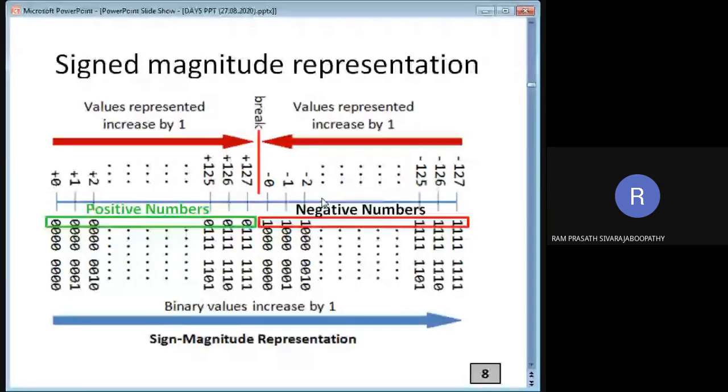Similarly, negative number means the MSB bit is 1. That means the MSB bit is what? Sign bit. See, if it is 1, then it is a negative number. If it is 0, then it is a positive number. So similarly, the remaining bits represent the magnitude for the negative numbers also. Okay.